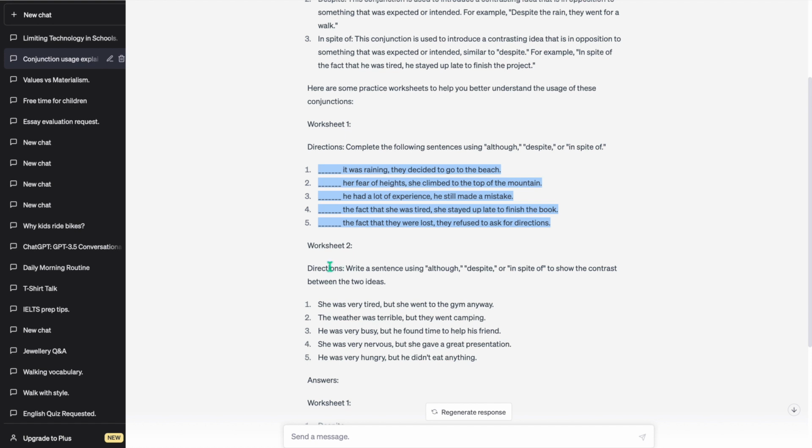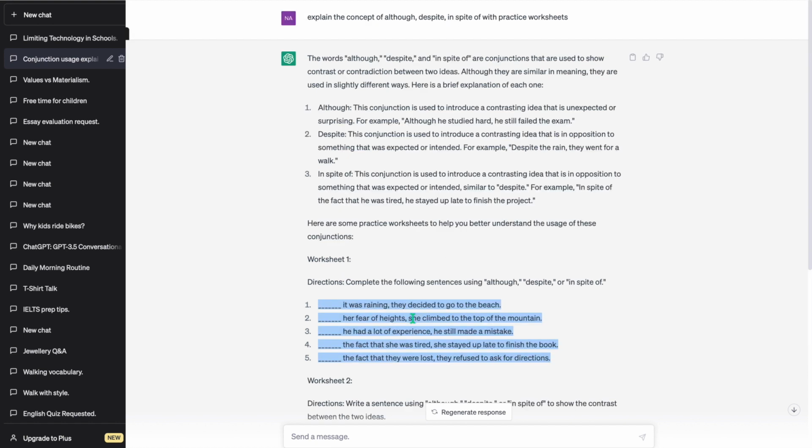And in worksheet 2, directions: write a sentence using although, despite, in spite of to show the contrast between two ideas. So here we have to write these things instead of but. We have to find where the although, despite, or in spite of would be fitted. Okay, and see how it is giving you the exact same thing you are asking for. Instead of going to Google and searching for worksheets, sometimes we don't find them useful, and we feel that this is extra information, I just want this one, not that information. And here you can see that we are getting exactly the information we are looking for.